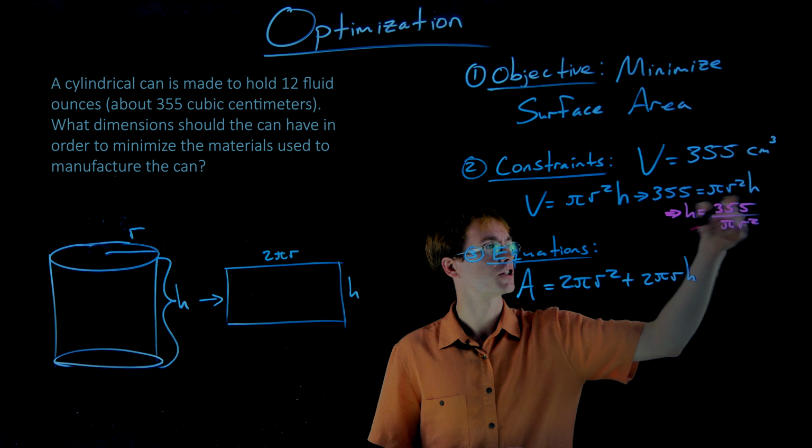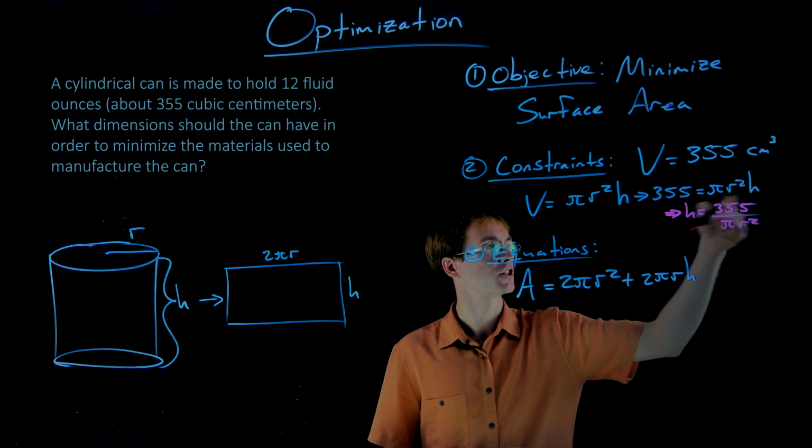We also know the volume of a cylindrical can is just the area of its base times its height. So that'll be pi r squared, since we have a circular base, times the height h. And so now we also know, since our volume is fixed to be 355, that 355 is equal to pi r squared times h.